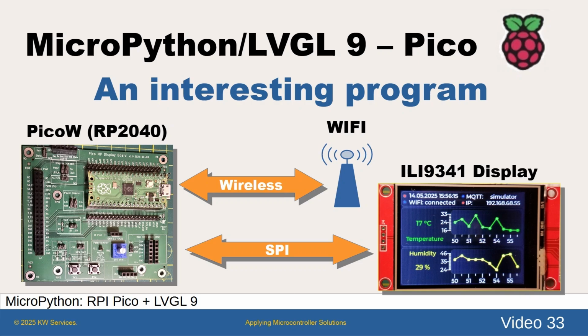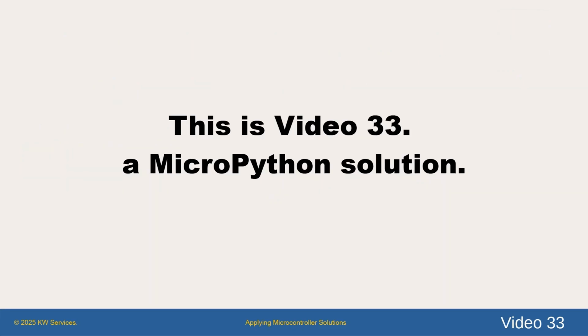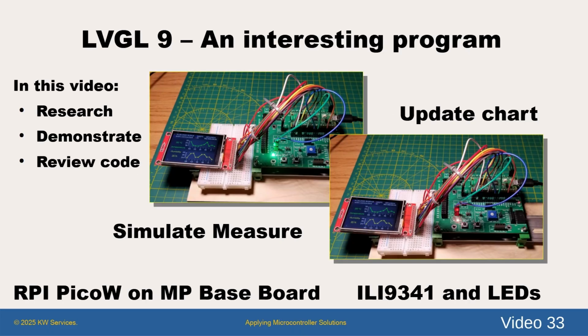This is video 33 on MicroPython and LVGL 9 on a Raspberry Pi Pico. We searched the internet for an interesting LVGL MicroPython example that can help us learn new concepts. The demonstration is running. The LVGL MicroPython program on an ESP32 chip was written by a talented programmer in Germany.